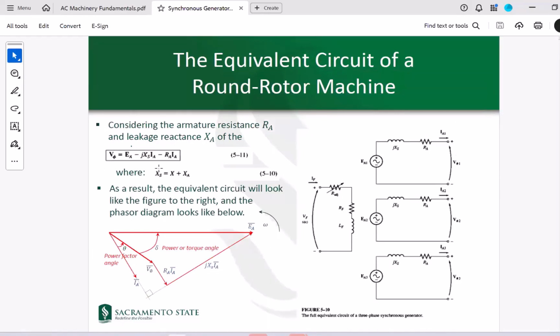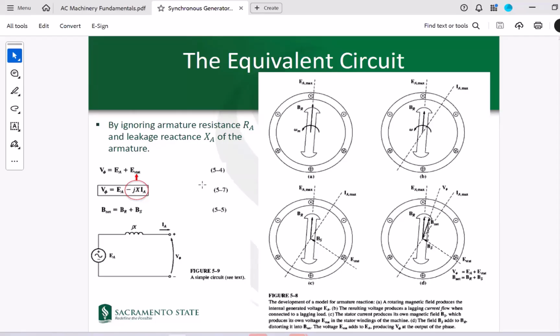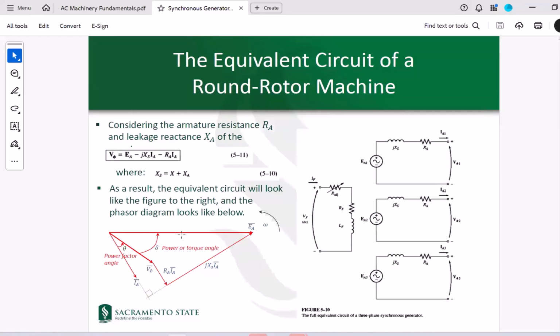So I want to bring you to a more advanced version of this equivalent circuit. This equivalent circuit contained only JX, but if you add that leakage component, which is XA, to that X, that becomes XS. So this would be the total reactance, which we call the synchronous reactance of the machine. So keep that in mind.